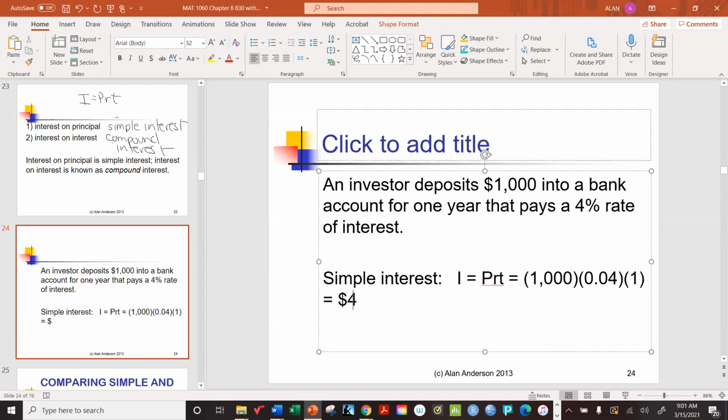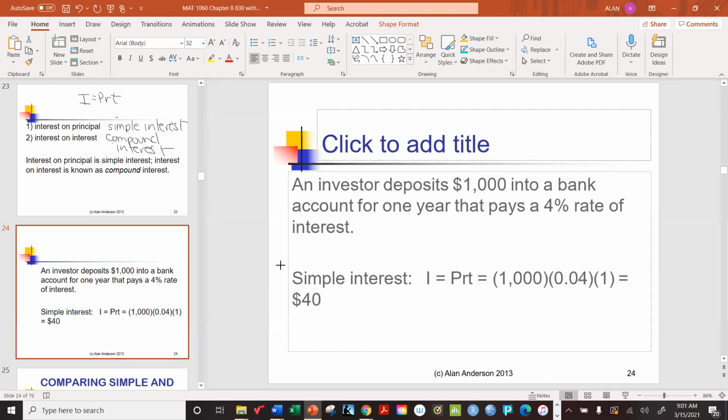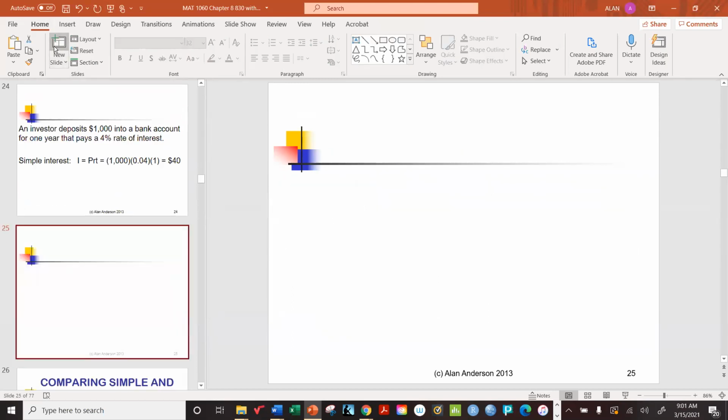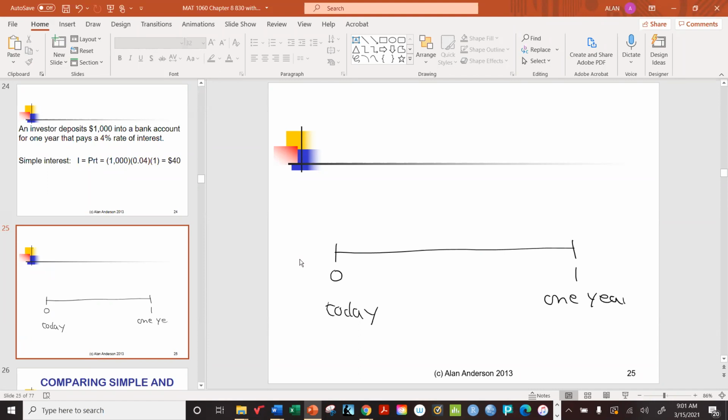Now, here's the interesting part. And by the way, we can illustrate what we're doing here with a simple type of graph, which is known as a timeline. And so in this case, the timeline would be very simple. We'd start now, this little zero means today. And this little one means 1 year in the future. So we start out with $1,000 today.